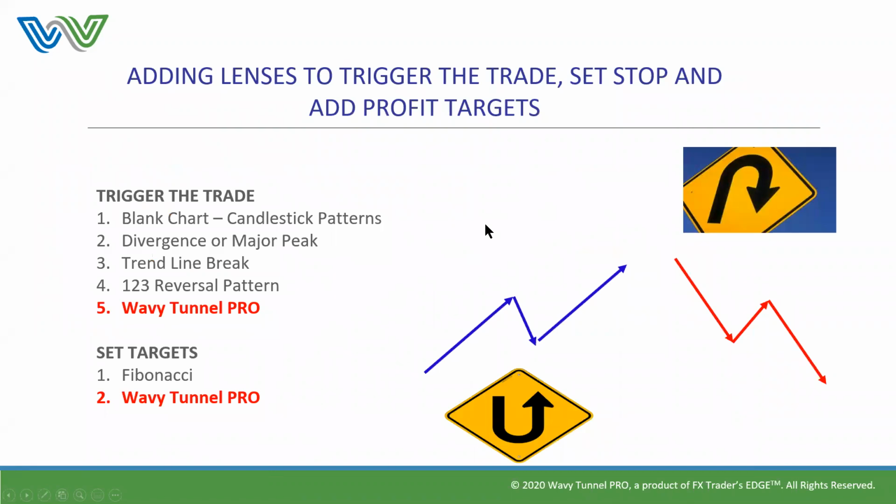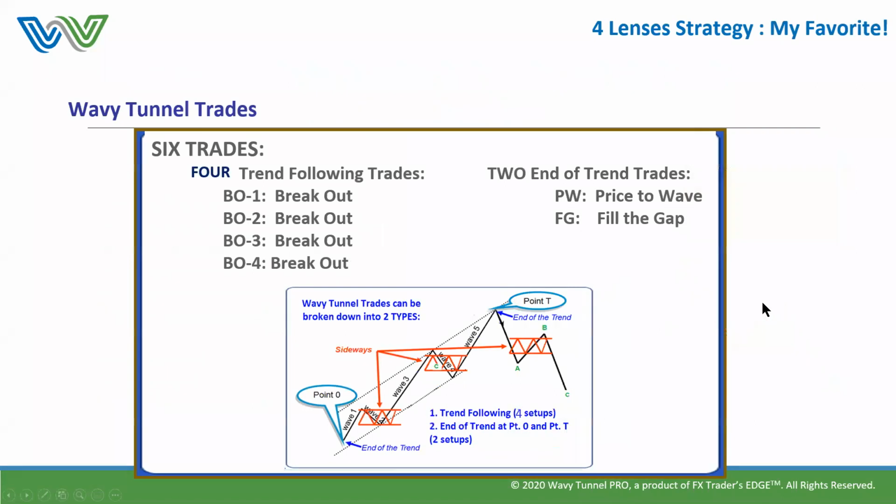So to summarize, in triggering the trade, we look at the candlestick patterns, divergence, reversal candlestick patterns, trend line break, 1, 2, 3 reversal, and we can use the Wavy Tunnel Pro. We have 6 setups to trigger the trade, and we can set our targets with Fibonacci or the Wavy Tunnel Pro. And these are the 6 trades that we have for the Wavy Tunnel. We have the 4 breakout trades, which are the trend trades, and the end of trend trades, the PW, fill the gap, to trade this market map.